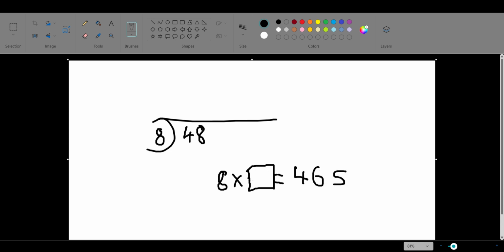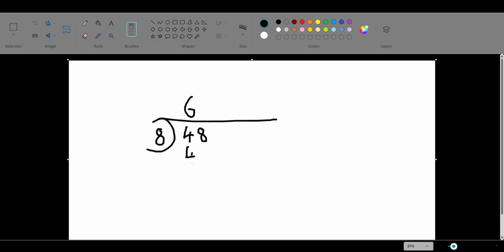But in bigger problems, it's not so easy to just do it. Like if you do 465 or something, no, it's not easy. So it's just what number? Like 8 times what? It's 48. So the answer is written on top here. Whatever answer you're finding is written on top here. Now, if it's not a big number, then you do 48, 6 times 8 is 48. Now the remainder is 0.